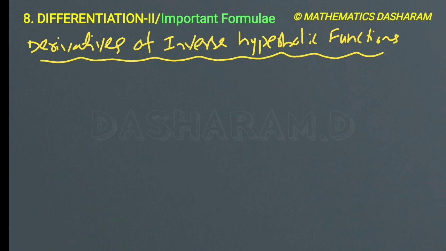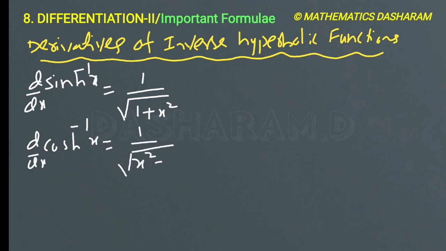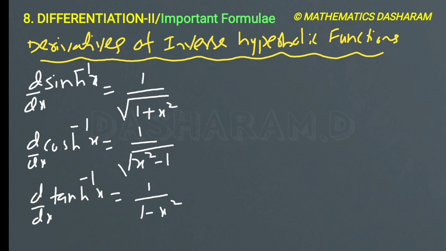Next, the derivatives of inverse hyperbolic functions. Derivative of sinh inverse x equal to 1 by under root 1 plus x squared. Next, derivative of cosh inverse x equal to 1 by under root x squared minus 1. Next, derivative of tanh inverse x equal to 1 by 1 minus x squared. And remember this condition, mod x is less than 1 in this derivative.